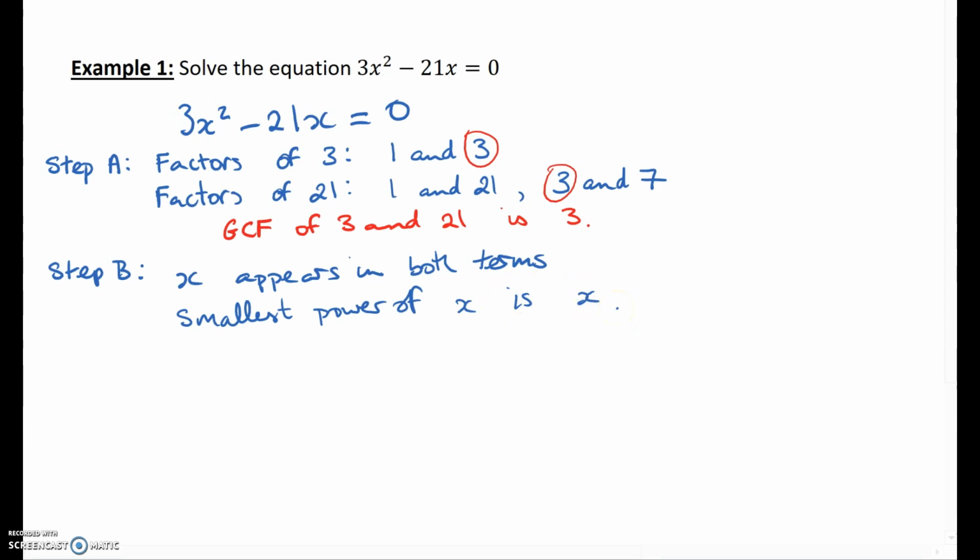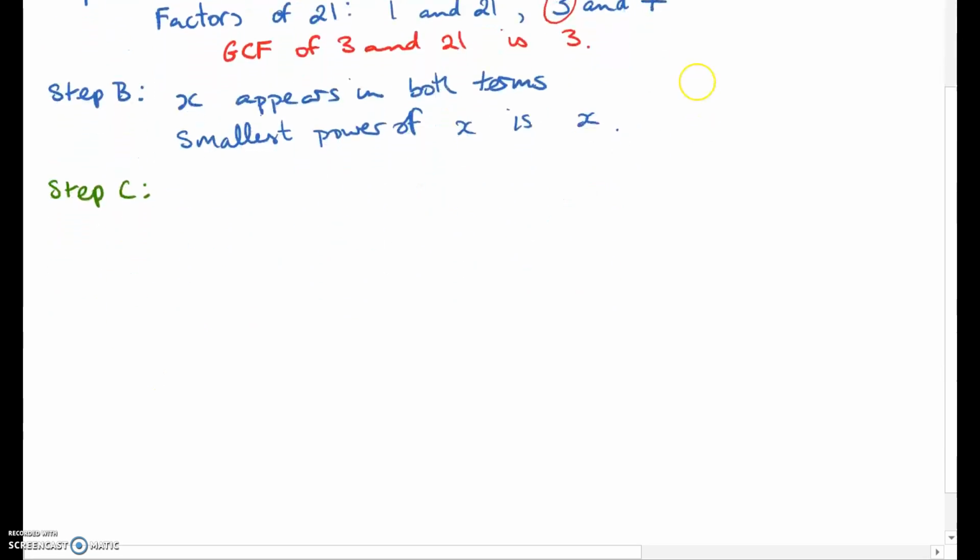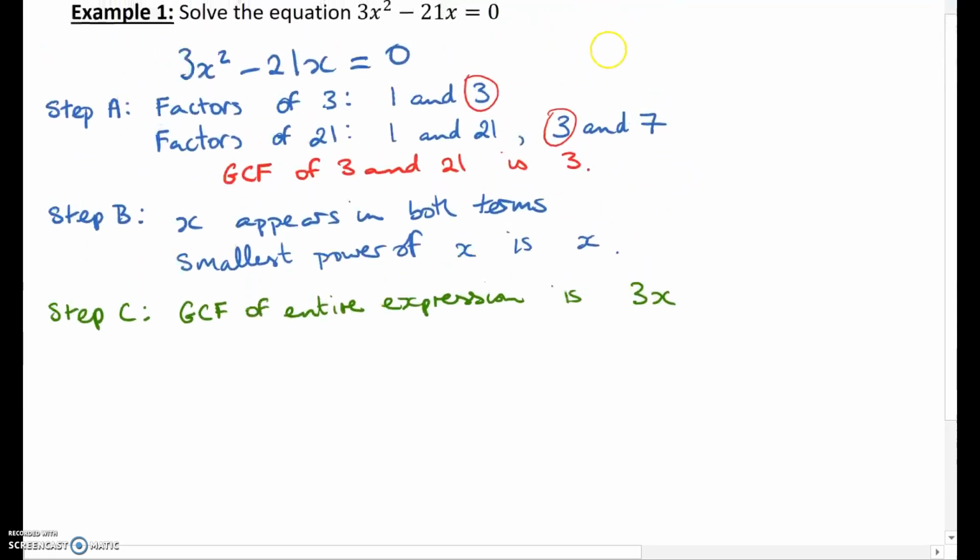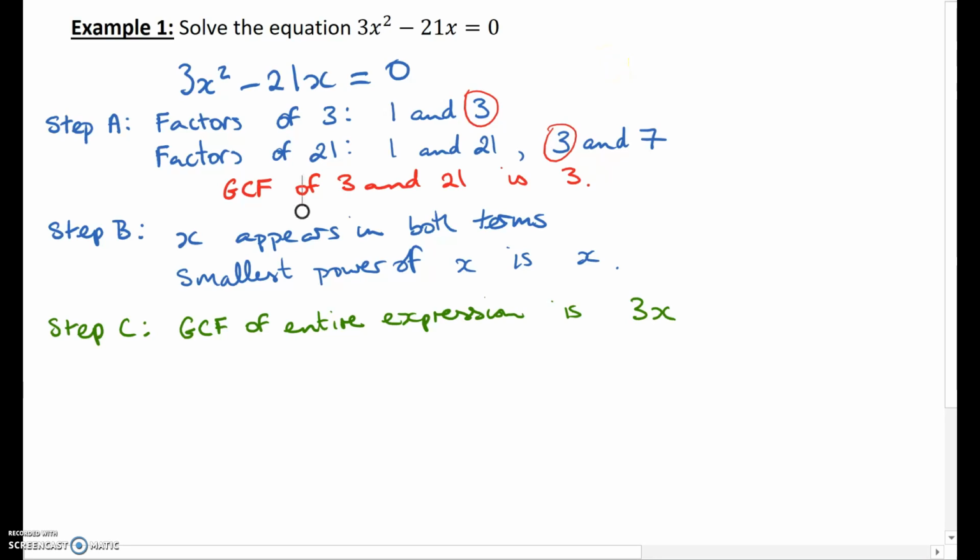Okay. Now, step C. In step C, we put our answers from A and B together, and that will give us the GCF of the entire expression. So the GCF of the entire expression is 3x. And again, we've taken a long way to get there. Maybe you're not yet, but you will be able to get to the stage where you can just look at the original expression and say, okay, 3 is the greatest common factor, and there's an x in each part, so 3x. So you'll be able to get there immediately.